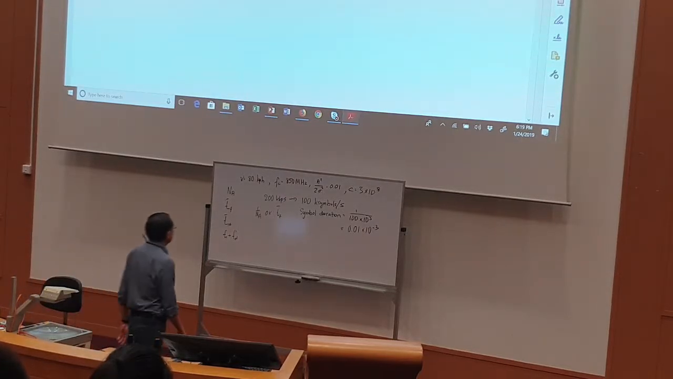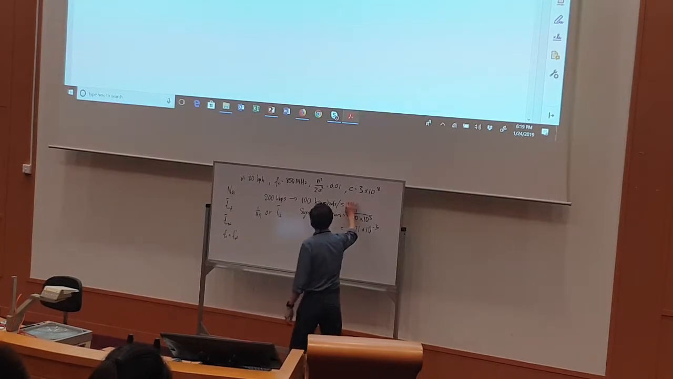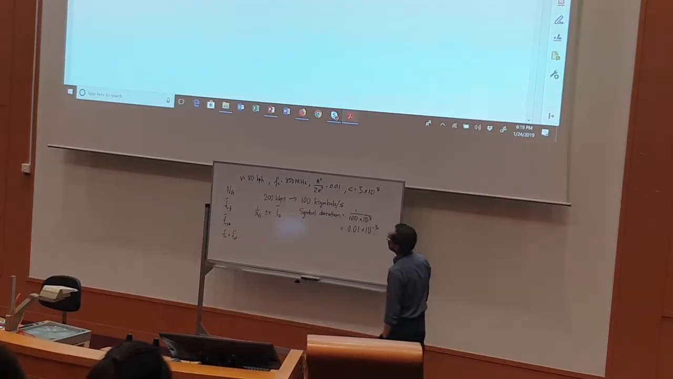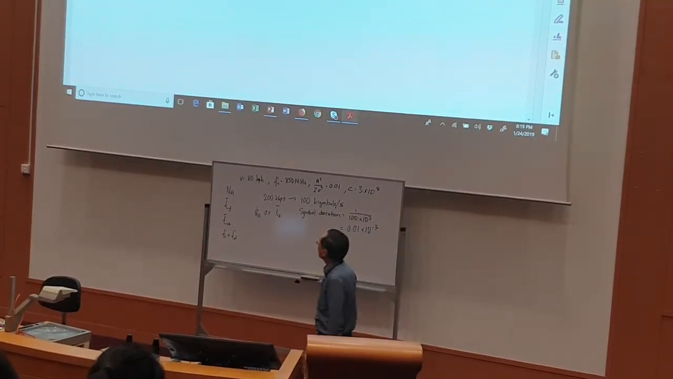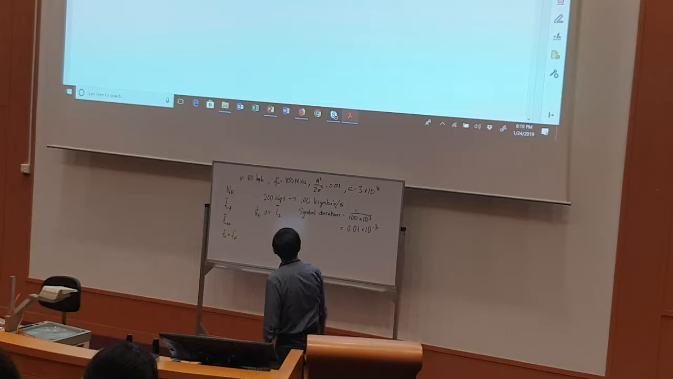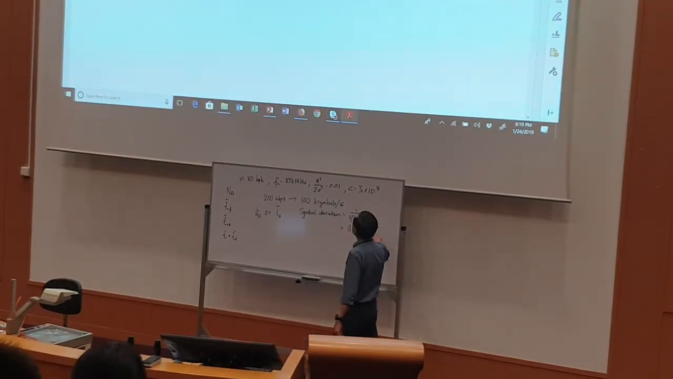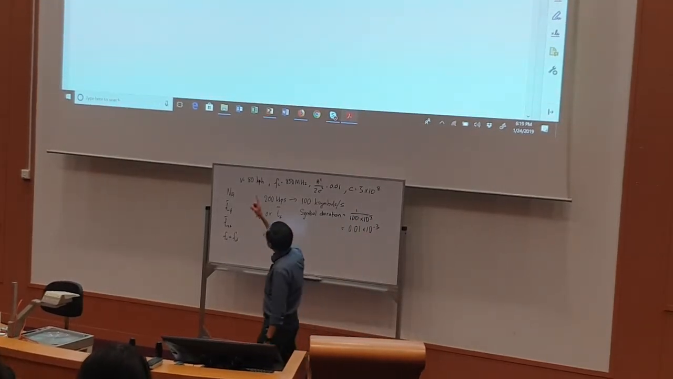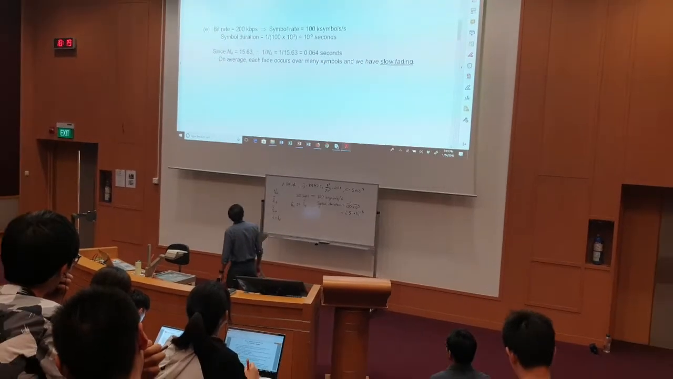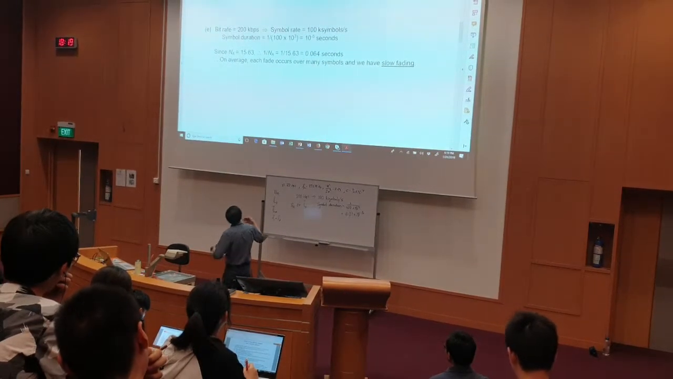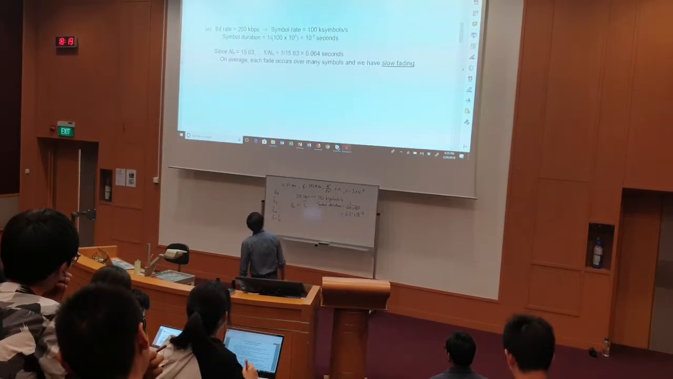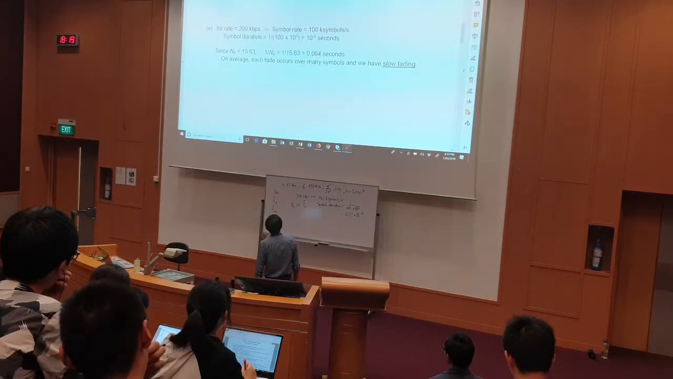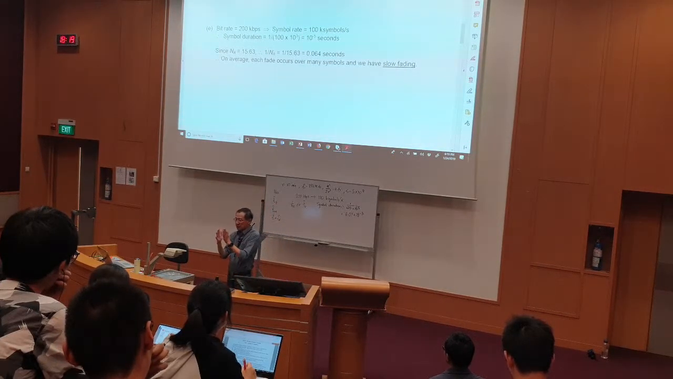And finally, to compare those two, that's your symbol rate, 100 kilosymbols per second, because it is QPSK modulation. So the symbol duration is 10 to the minus 5, as you can see here. The time between fades is 0.64. So the symbol is much shorter than the fade. That means the fade has to occur over multiple symbols, and this is slow fading.